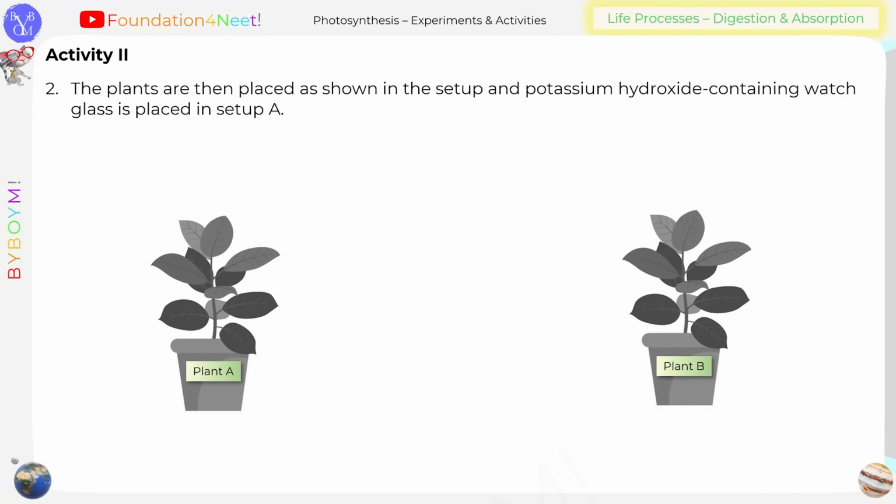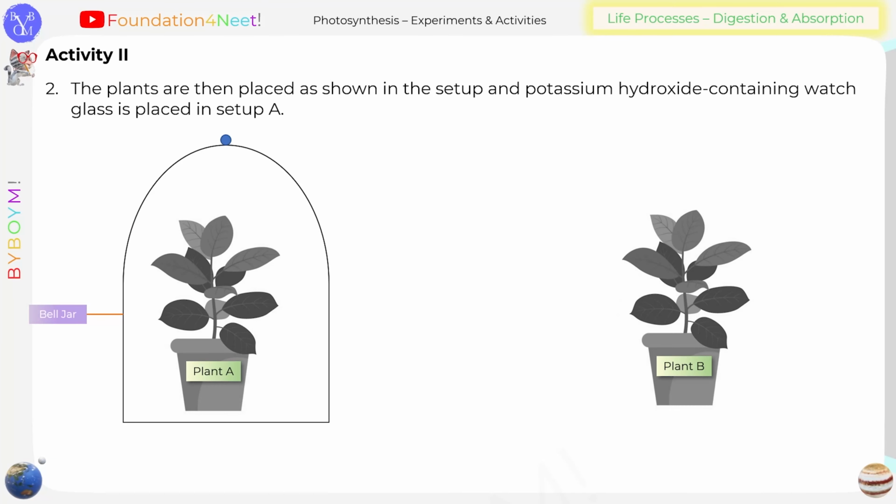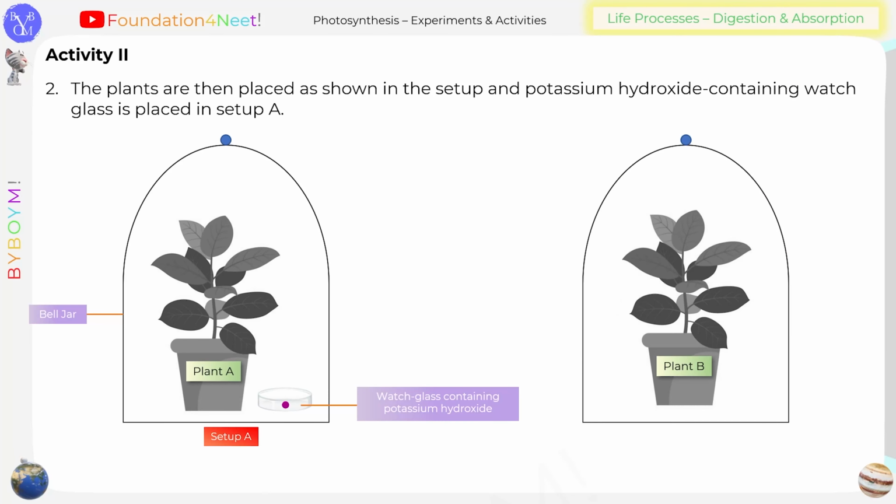The plants are then placed in a special setup. We take plant A and we put a watch glass containing potassium hydroxide along with a bell jar over it. So we have a setup where we have plant A, a watch glass containing potassium hydroxide, and a bell jar over this setup. This is our setup A. In setup B we have a plant B and just a bell jar over it.